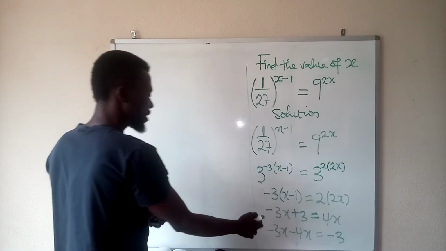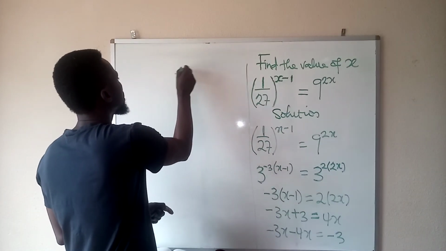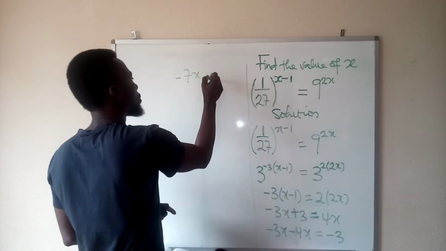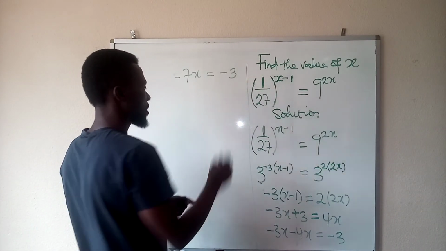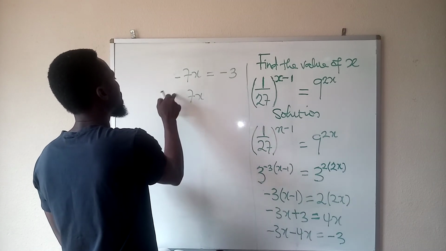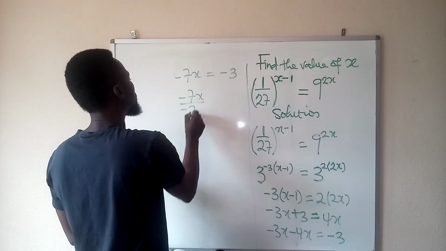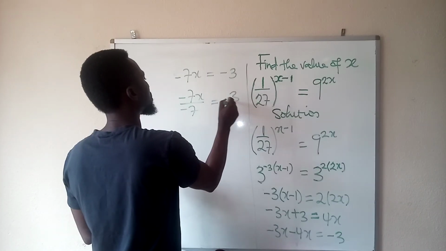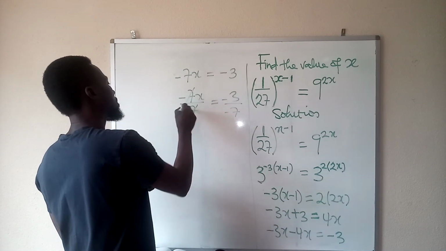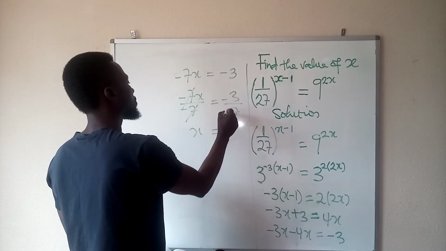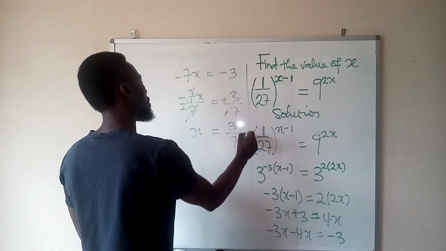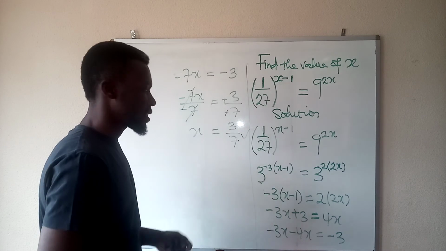So we shall have negative 3x minus 4x will give us negative 7x to be equal to negative 3. That's what we have. So we are looking for x. What shall we do? We shall divide both sides of the equation by negative 7. So this will give us negative 3 over negative 7. Negative 7 cancels negative 7, negative cancels negative, and our x is equal to 3 over 7.